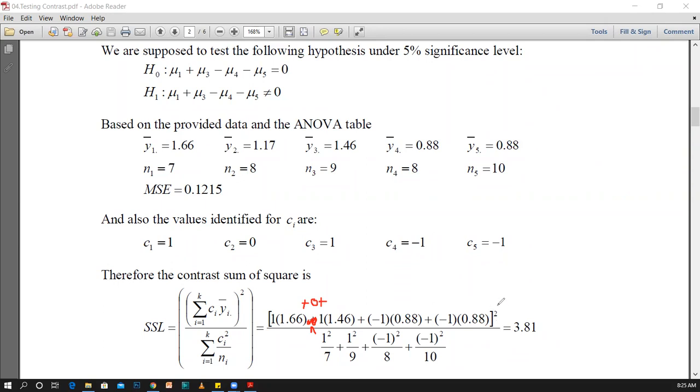and the addition of these terms should be considered to the power 2, or we have to square the total, and then this has to be divided by the square term of Ci's divided by Ni.